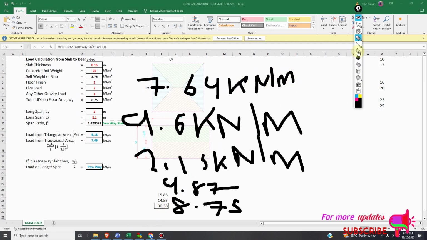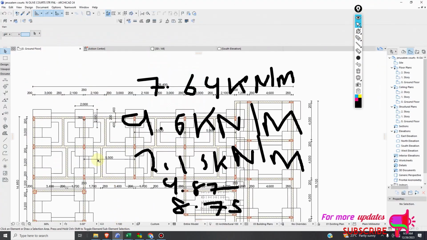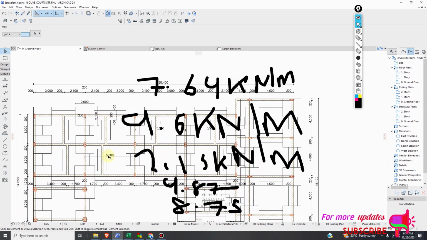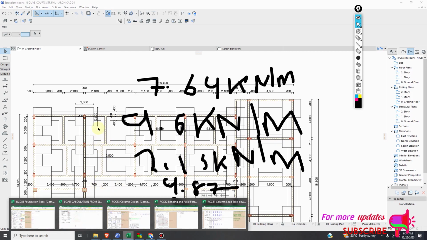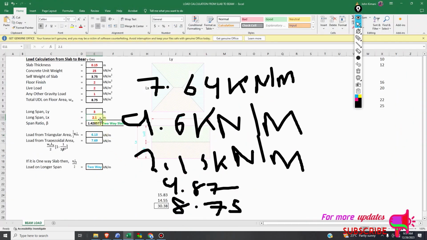Again, we have another slab. We have another slab here. Now this one is 1.7. Let's see if this one is 1. So this one is 0. So 1.7. So it is 6.64.